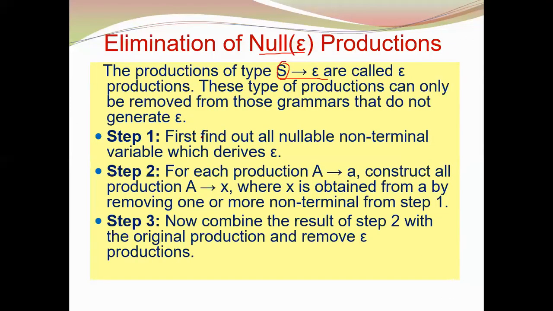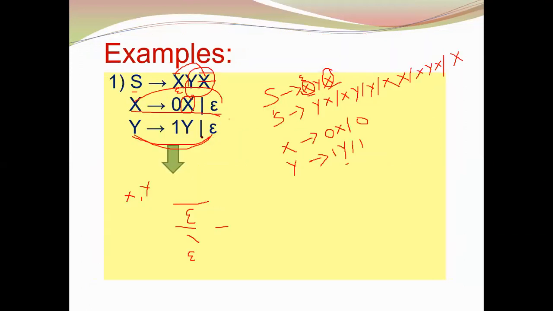The next one is elimination of epsilon production. Epsilon production is nothing but S tends to epsilon. If a non-terminal derives epsilon, then we say that is an epsilon production. We can replace the particular non-terminal with the epsilon symbol. This is the removal of epsilon production.